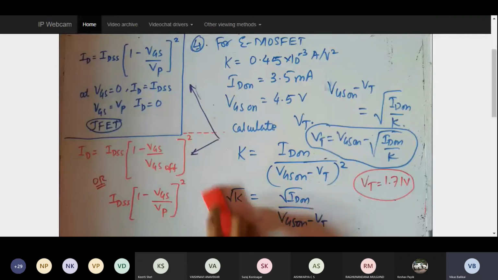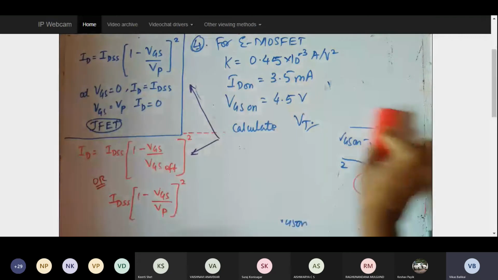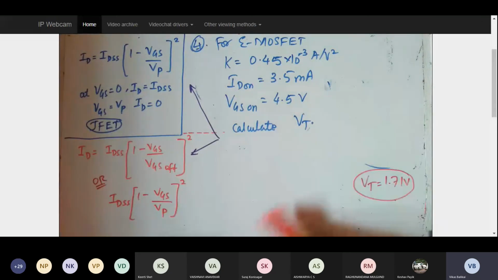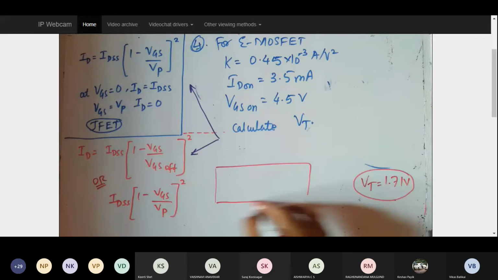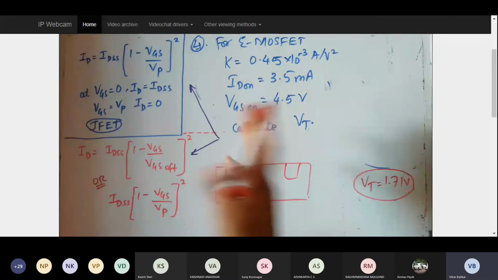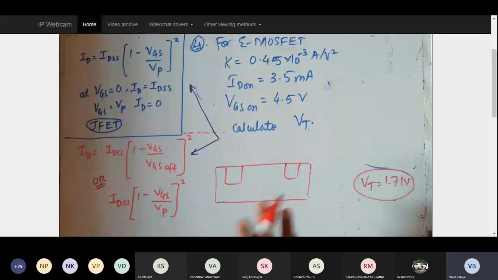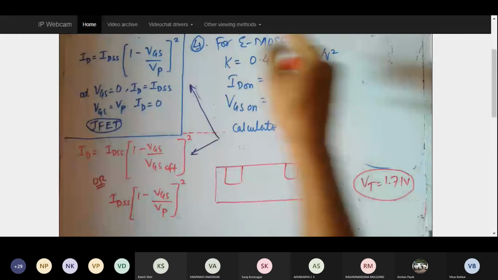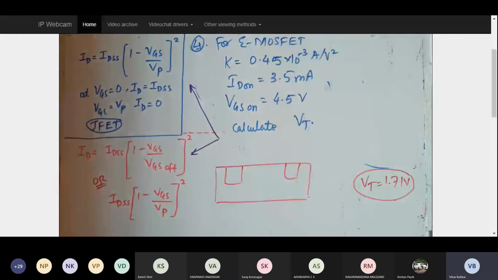If I try to interpret this problem, see, always try to interpret the numericals. Don't solve it for the sake of solving the problems, thinking that it will be asked in the examination. When you try to interpret any numericals, then you are clear with your concept. So what is the meaning here? I have an enhancement MOSFET. He has not told whether it is an N channel or P channel. Now tell me whether this could be an N channel or P channel. Which kind of MOSFET?